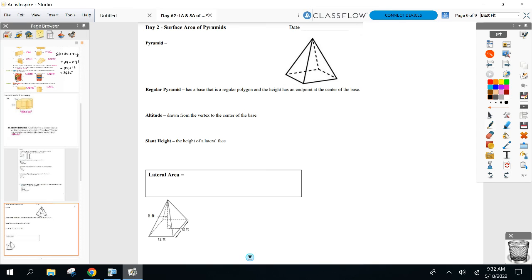Pyramid. Big difference about a pyramid. How many bases on a pyramid? Just one base. Okay, not two anymore, just one base. Quick introduction to a pyramid here, just so we're good.